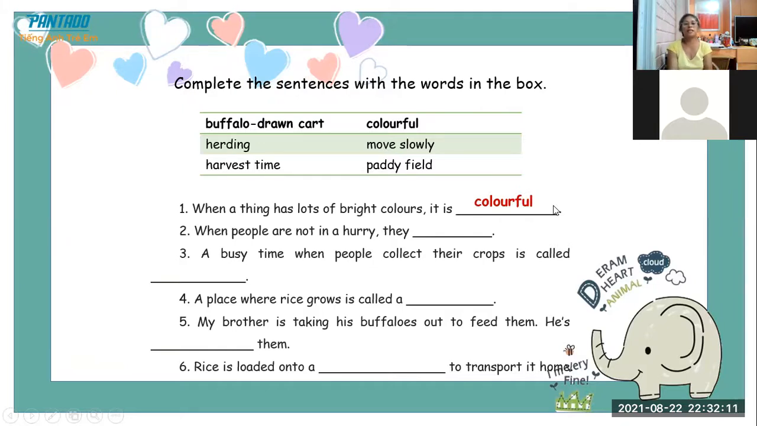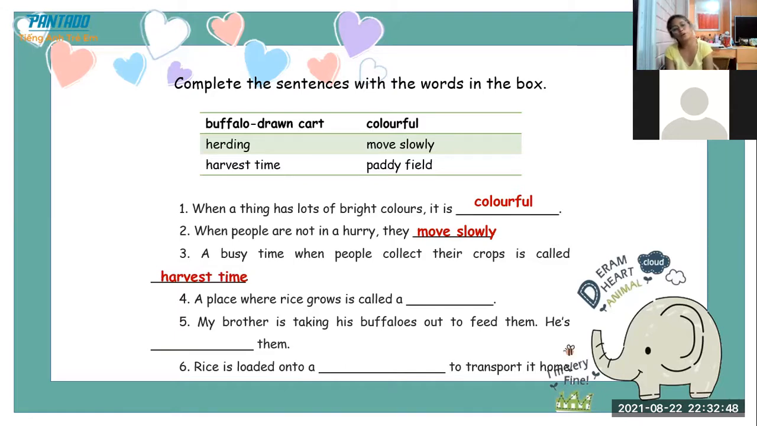When people are not in a hurry, they blank. Move slowly. Okay, move slowly. A busy time when people collect their crops is called blank. Harvest time. Okay, harvest time.